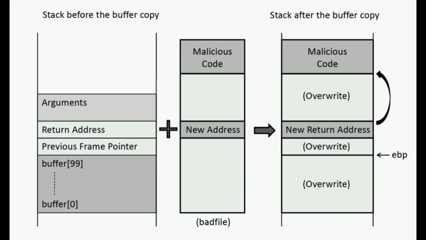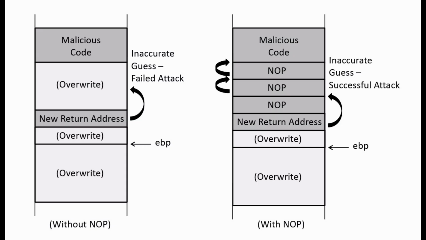The right side image represents the stack after the buffer copy. In this, the stack contains malicious code at the top, and overwritten values like the frame pointer and return address. When the function returns, it jumps to the attacker's code instead of the legitimate return address, executing the malicious payload.